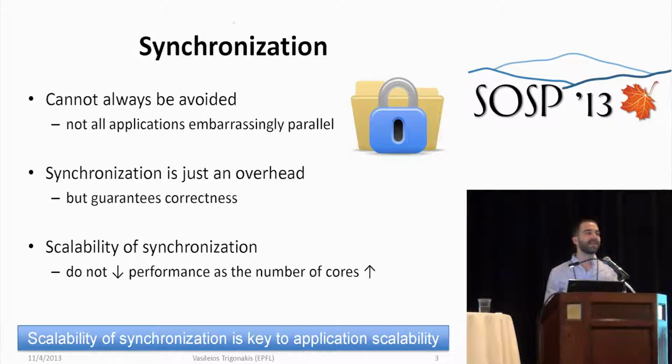Therefore, scalability of synchronization can be defined as the ability of a primitive to not degrade its performance as we increase the number of cores. For instance, we would ideally like a lock to have the same latency to acquire, regardless of how many threads share this lock. This is really important because if we increase the number of threads, and at the same time we increase the cost of synchronization, we then decrease the performance and the scalability of our applications. So what we know for sure is that the scalability of synchronization is really important for the application scalability.